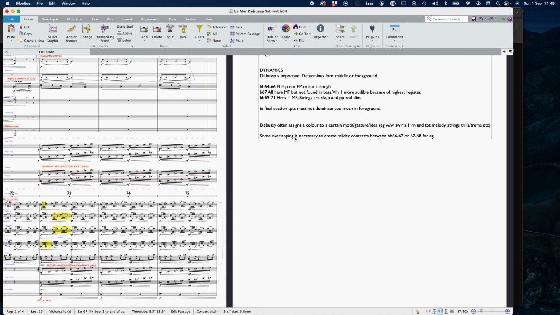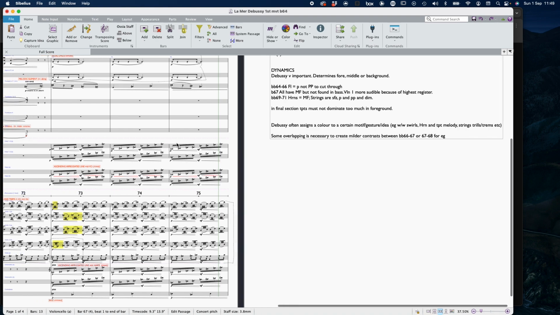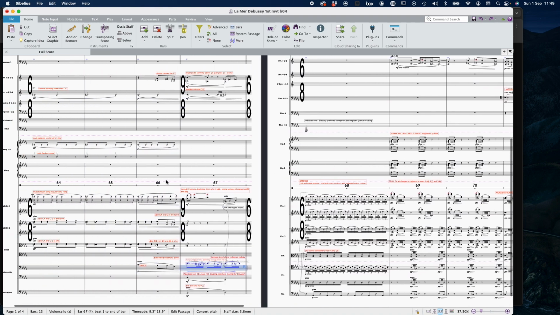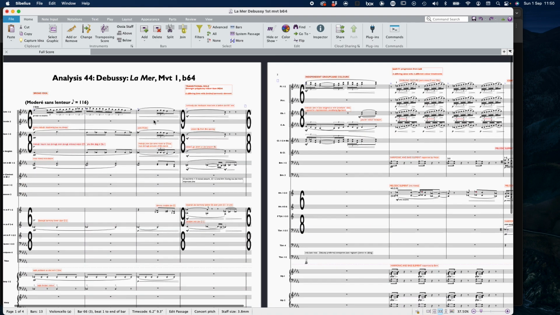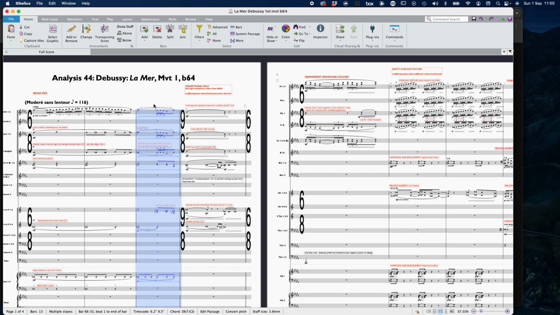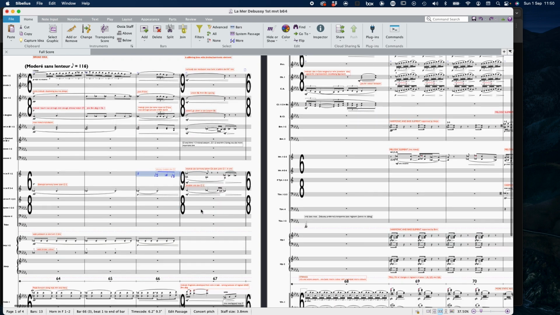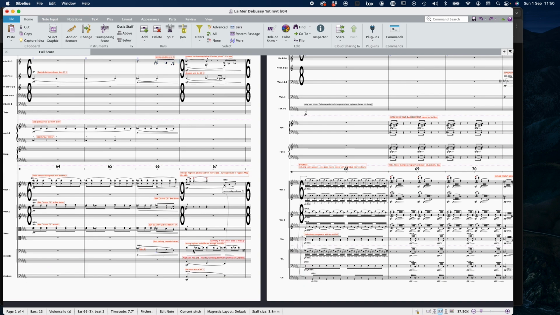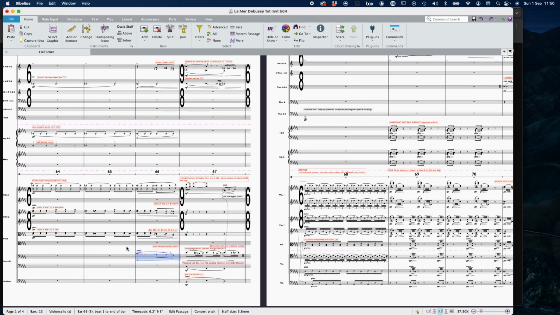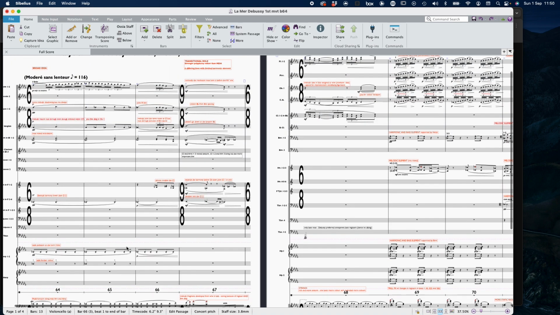And then some overlapping is necessary to create milder contrasts, and also I think in the little transitionary bars where you go from one idea to another idea, you bring in an aspect of the second idea into the first idea, like we do here. Aspect of this has become there. That was the sort of thing that Nadia Boulanger taught my old teacher, who taught it to me as well.